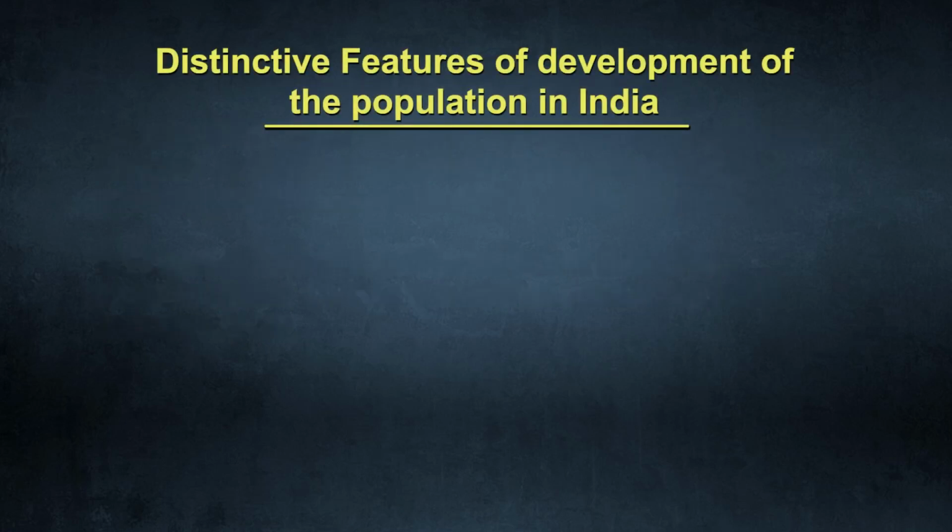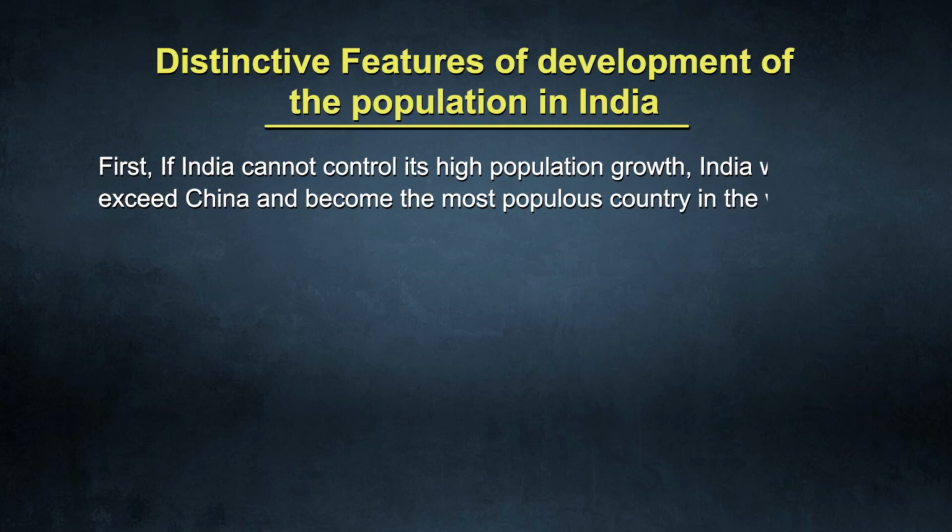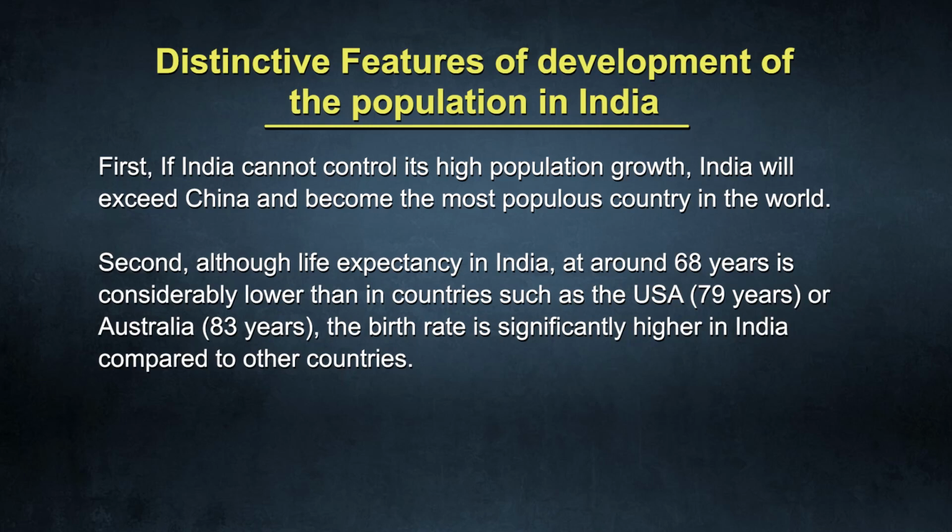Section 2, the distinctive features of the development of population in our country. During the last decades, the growth of population in India is significantly high compared to other countries, and if India is not able to control this high growth rate, then within a decade, India will become the most populous country in the world. Side by side, the life expectancy in India is relatively low. It is around 68 years, which is comparatively low compared to some developed countries like USA, where the life expectancy is 79 years.